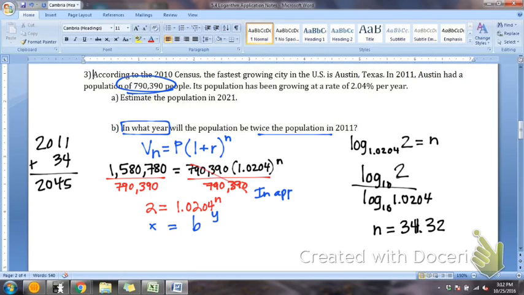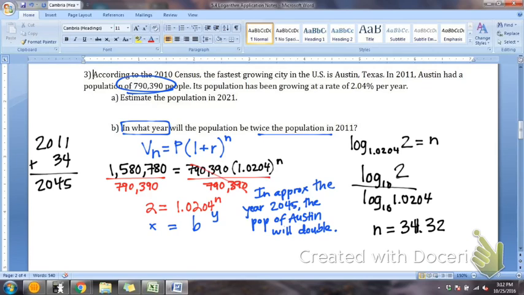So in approximately the year 2045, the population of Austin will double. Would you not even include the year you started at? No. No.